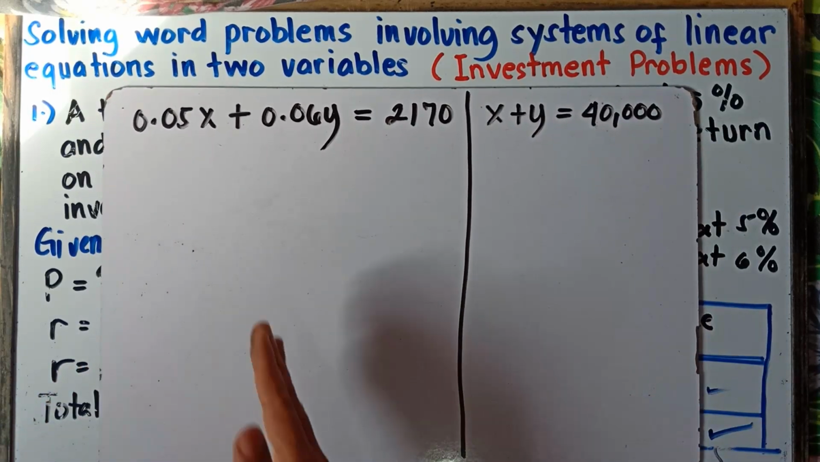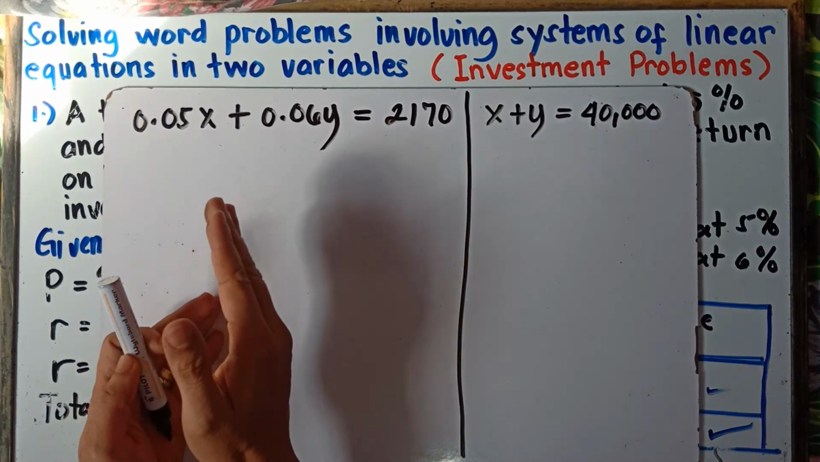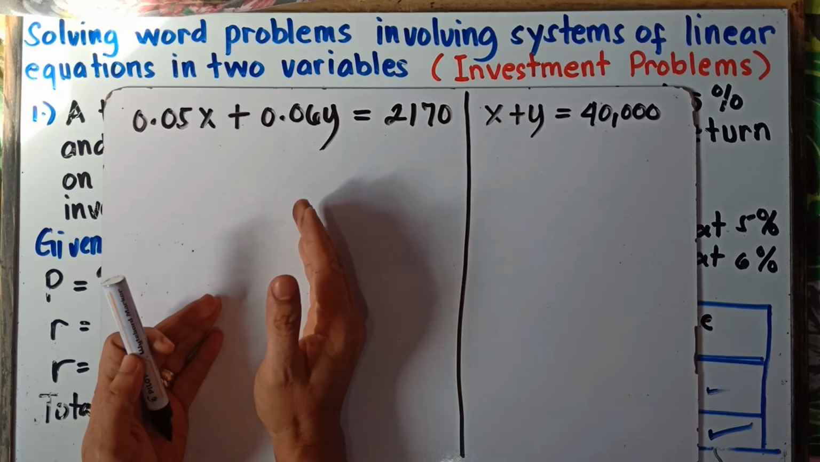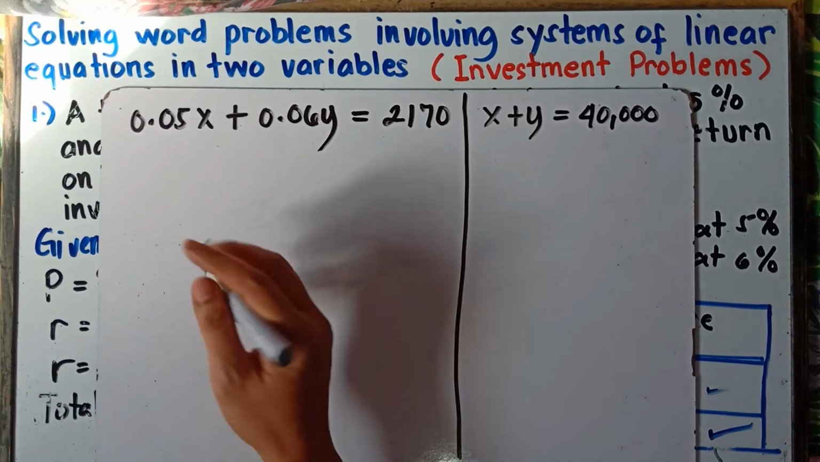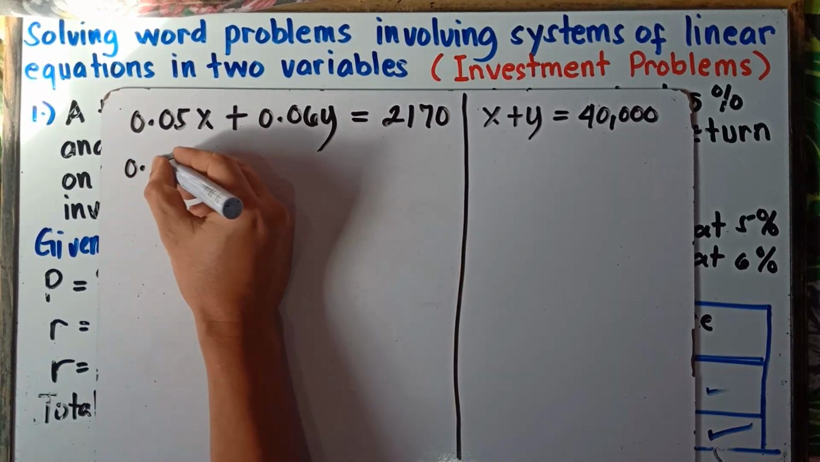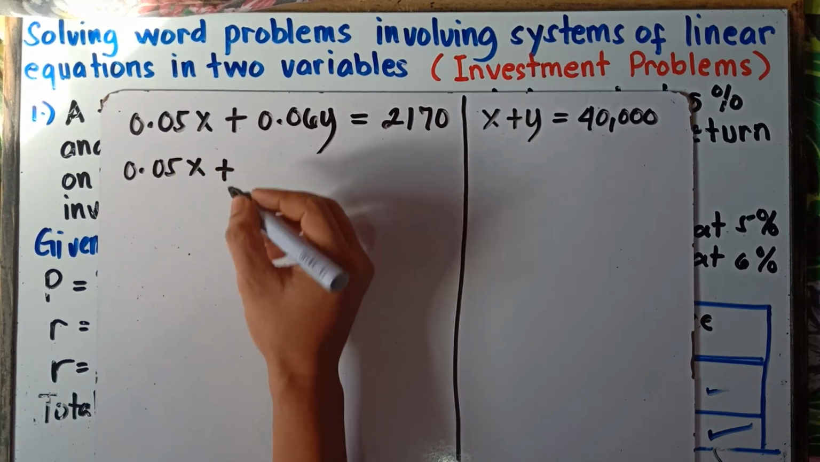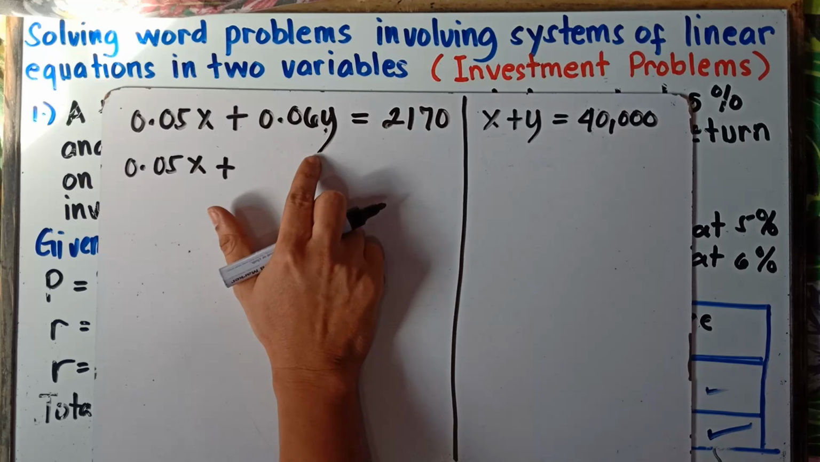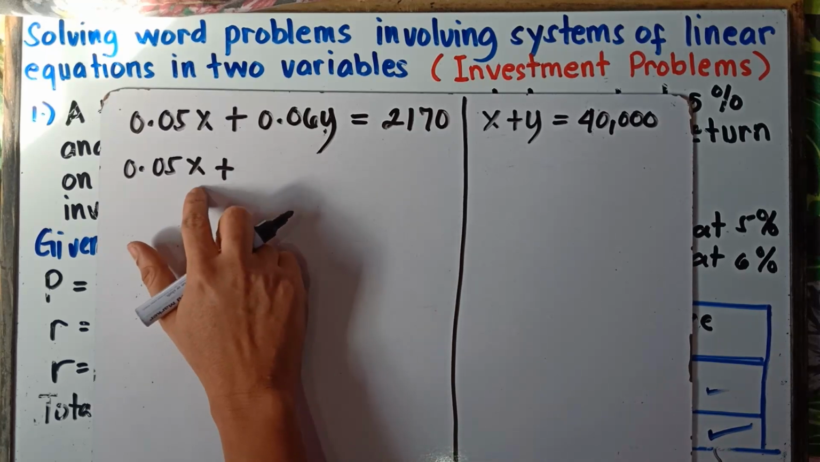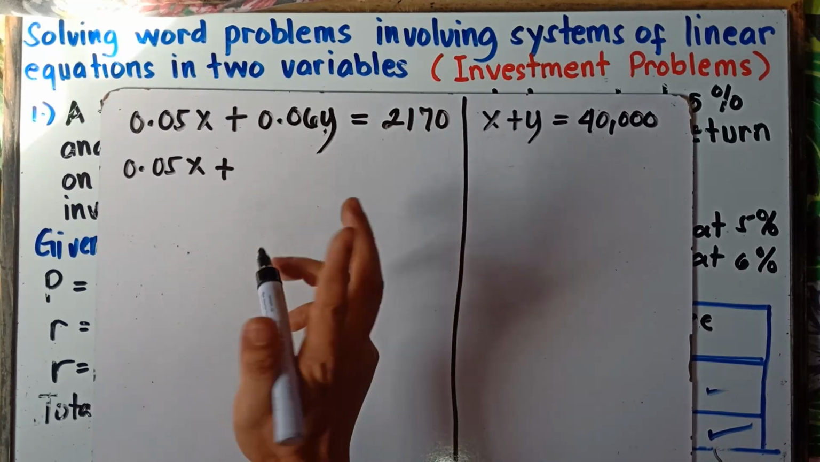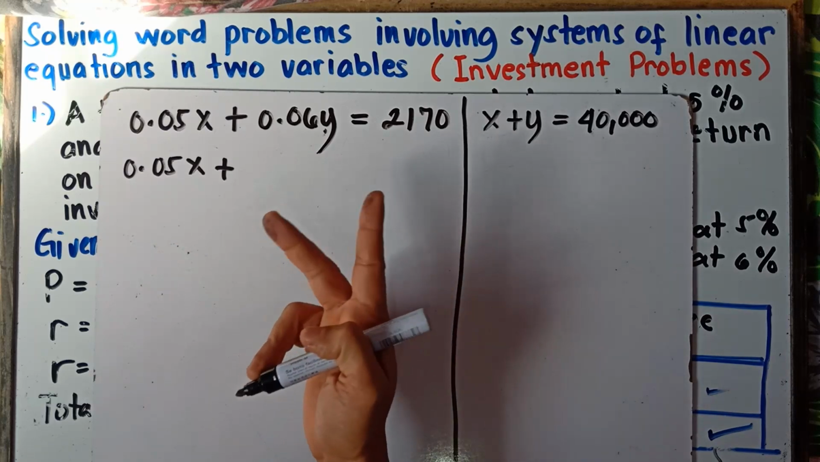Alright, so therefore, we can solve this. We can find the value of x or we can find the value of y. So finding the value of x, let me just copy this one. We have 0.05x plus... now in this scenario, class, we cannot solve for this one because we have x and y. Once again, class, if you have two unknown variables, you can never solve that one.